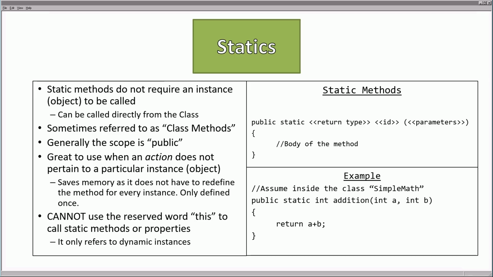Now, when we are defining a static method, we start out generally with the scope public, followed by that reserved word static once again, and then the rest of this just looks like a normal method. The return type, the identifier, parameters, and then the body of the method. An example of this would be this addition method where it's public static, returns an int, and then it takes in two integers a and b, adds them together, and then returns the value.